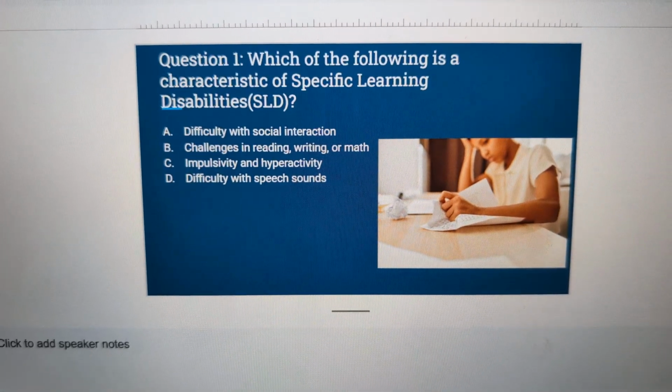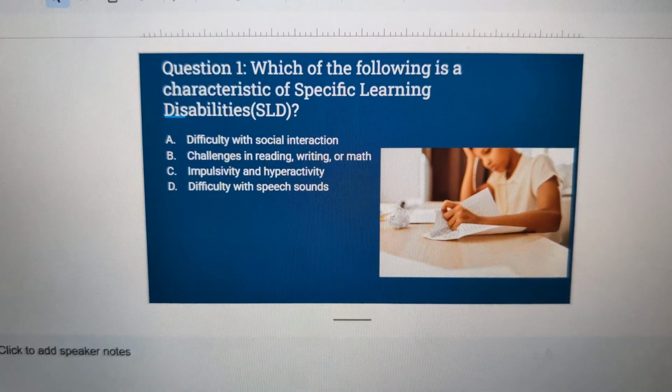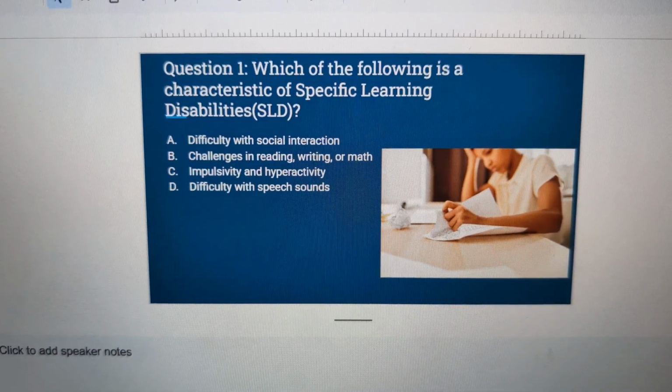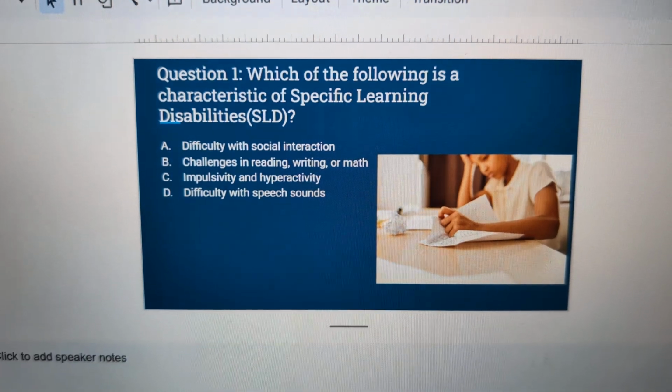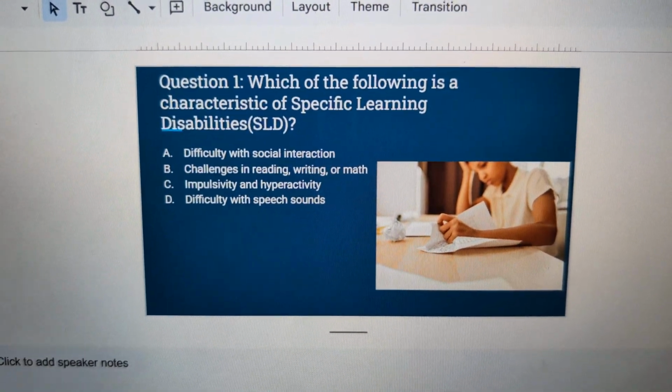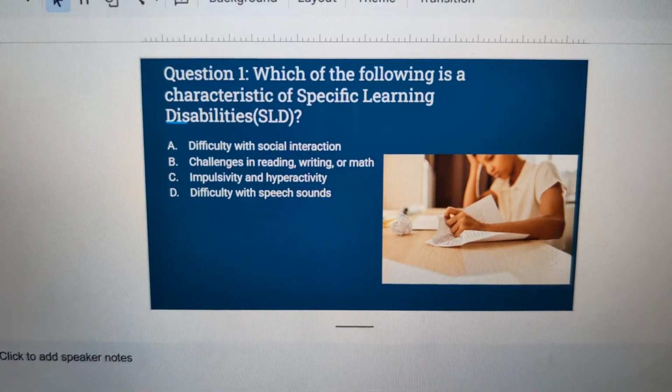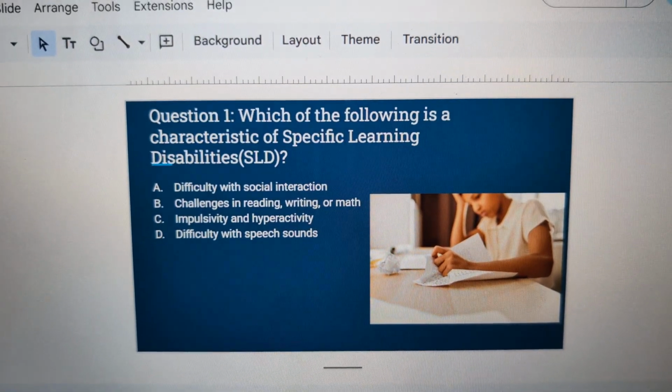Question 1 says, which of the following is a characteristic of a specific learning disability? A. Difficulty with social interactions. B. Challenges in reading, writing, and math. C. Impulsivity and hyperactivity. Or D. Difficulty with speech sounds. The answer is B, because SLD is reading, writing, and math.